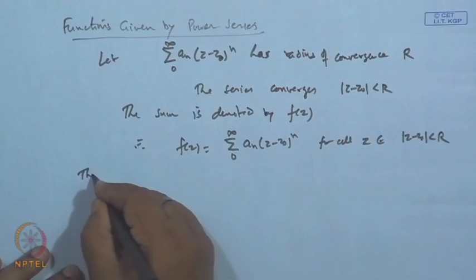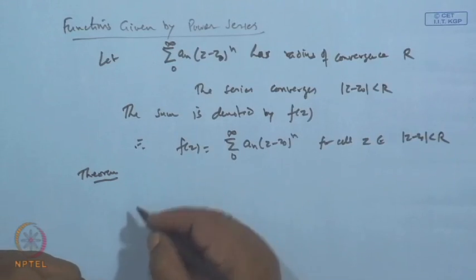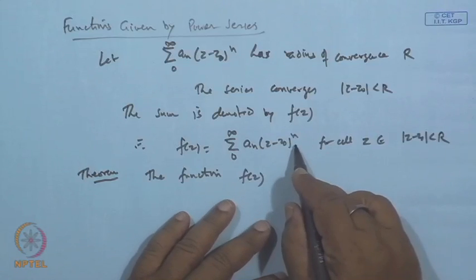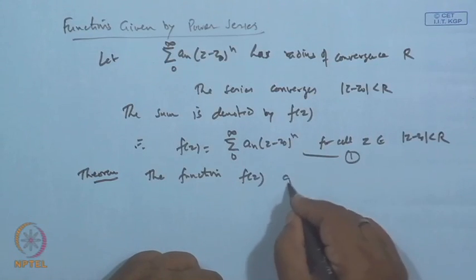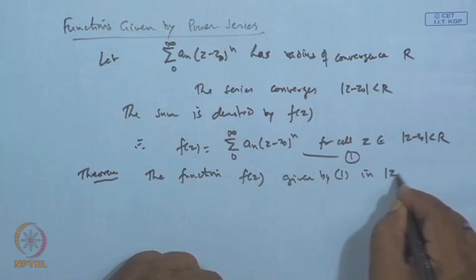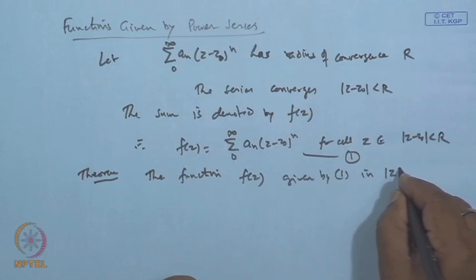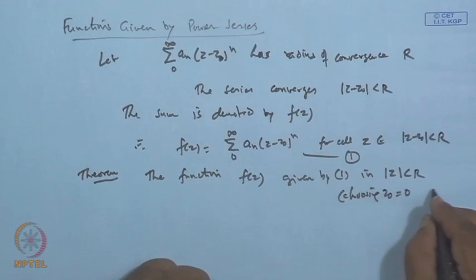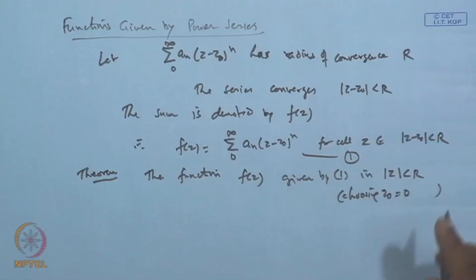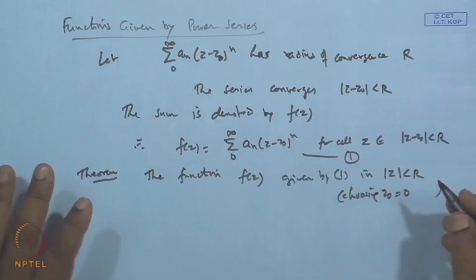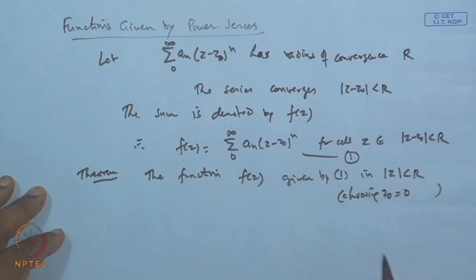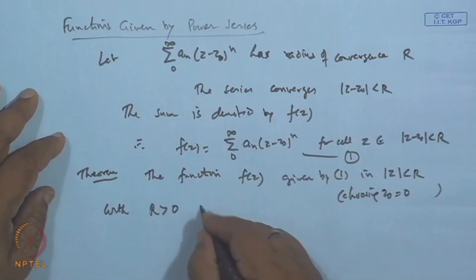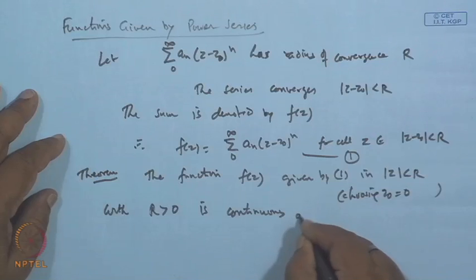Now, what the result says is that the function f(z) given by this series in the circle mod z less than R, I am just saying mod z less than R, choosing z naught to be 0 as a particular case, for simplicity. We can also choose mod z minus z naught less than R, or equivalently z naught is 0, with R positive. The result says that f(z) is a continuous function at z equal to 0.